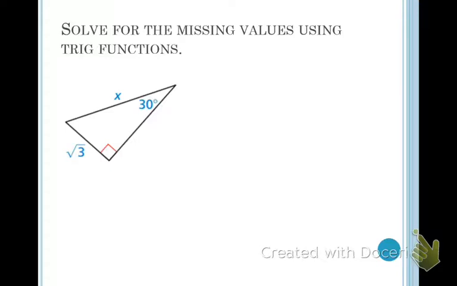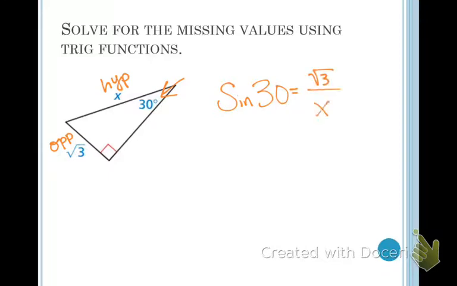Solve for the missing values using trig functions. So again, we're going to label our sides. What kind of side is the square root of 3? Opposite. And then x is the hypotenuse. So which trig function are we to use? Sine. Sine of what angle? 30. And it equals the opposite, the square root of 3, over the hypotenuse, x.